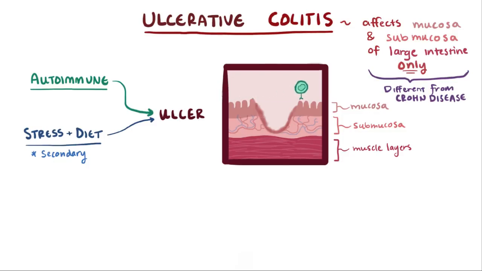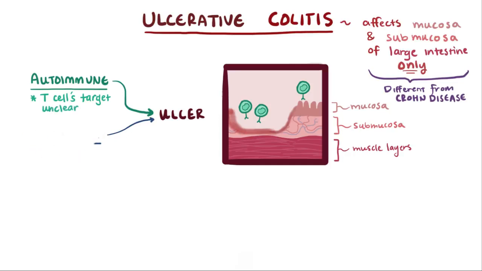In fact, cytotoxic T cells from the immune system are often found in the epithelium lining the colon. So the thought is that inflammation and ulceration in the large intestine is caused by T cells destroying the cells lining the walls of the large intestine, leaving behind these eroded areas or ulcers. It's unclear what exactly these T cells are meant to be targeting, though.